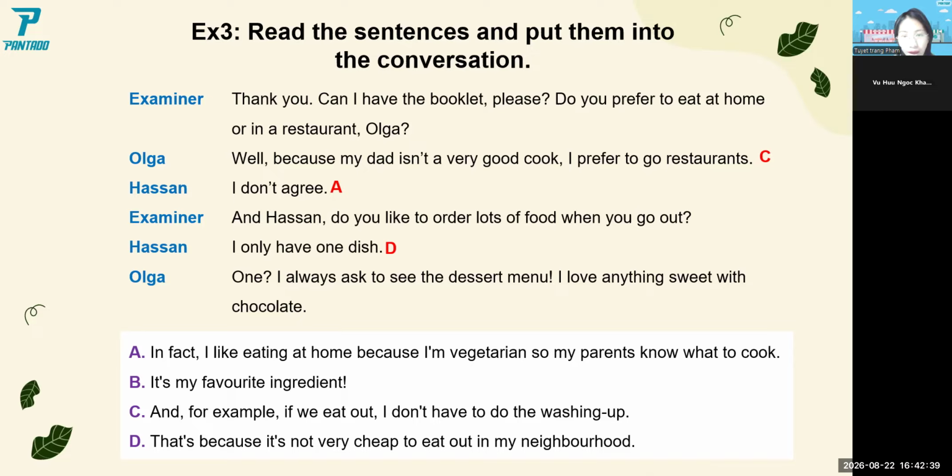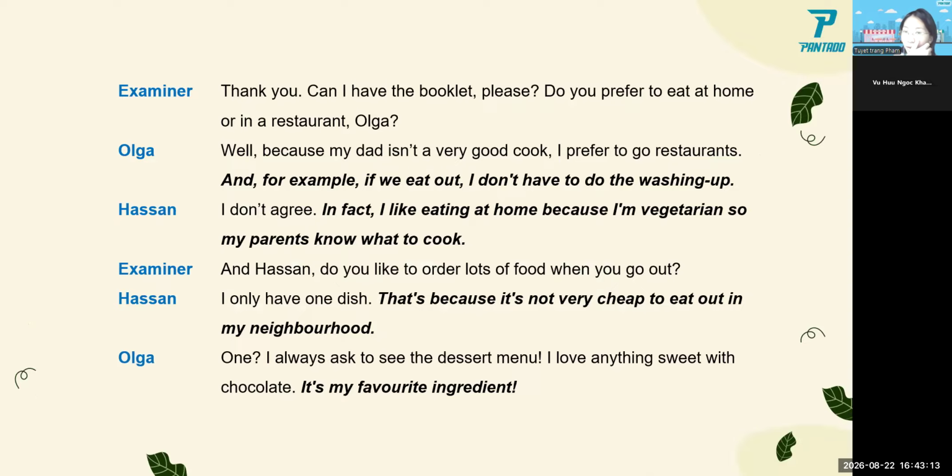And Hassan, do you like to order lots of food when you go out? I only have one dish. That's because not very cheap to eat out in my neighborhood. Okay. And for the last one, you have B here. 1. I always ask to see the dessert menu. I love anything sweet with chocolate. It's my favorite ingredients. Okay, that's all. Okay, and this is the answer. Okay.